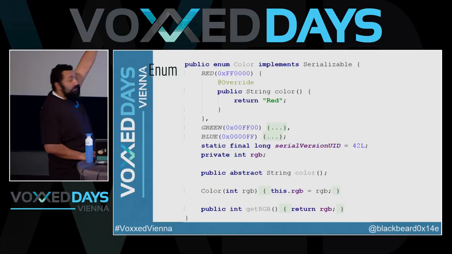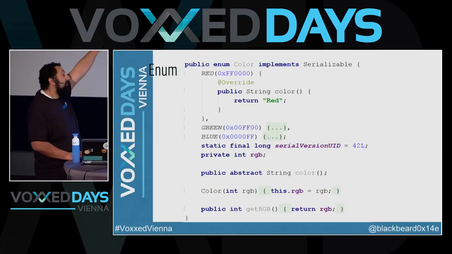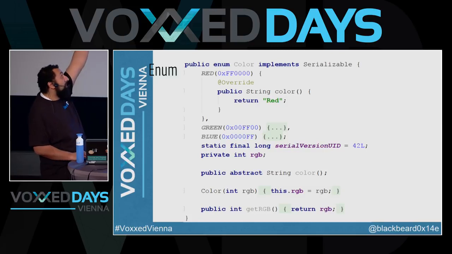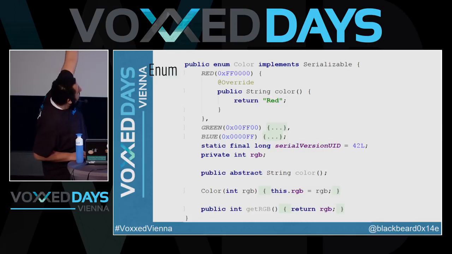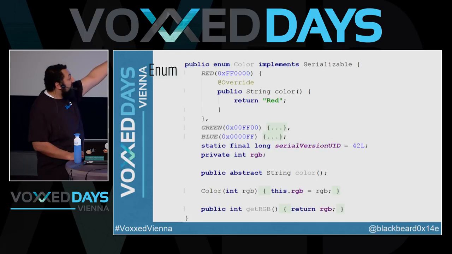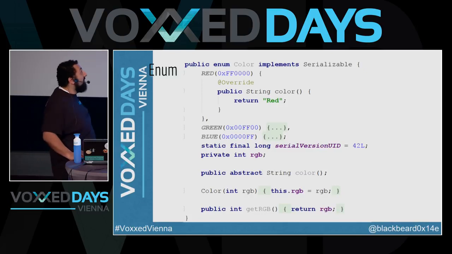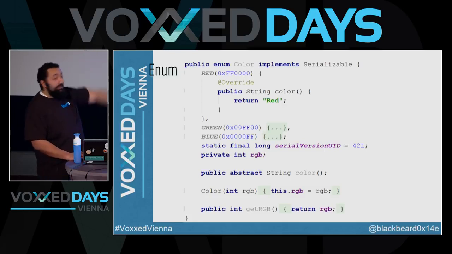So I tried to write the worst enum I could think of. You can do amazing stuff with enums. You can extend them. You can create abstract functions, public functions, normal functions. You also can create static functions, though I don't have any static functions here. You can serialize them, whatever. You can do amazing stuff with enums in Java.